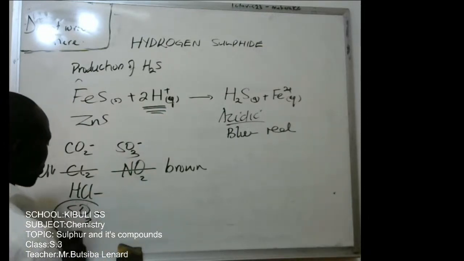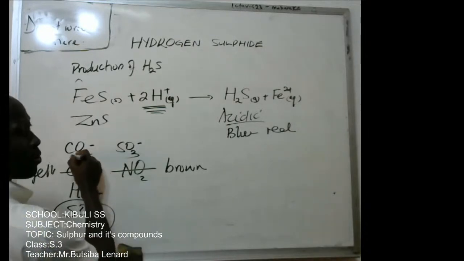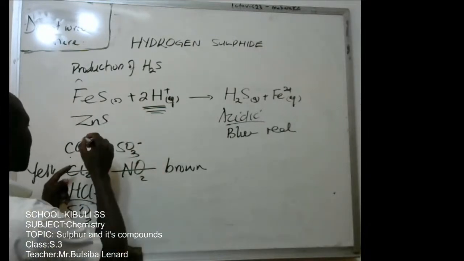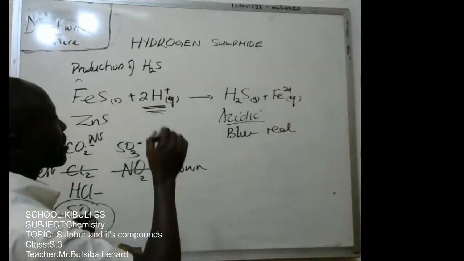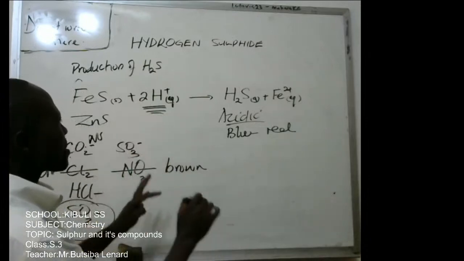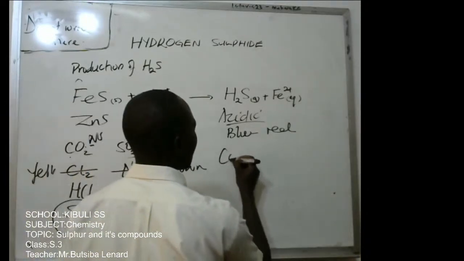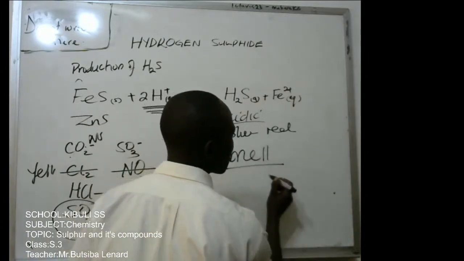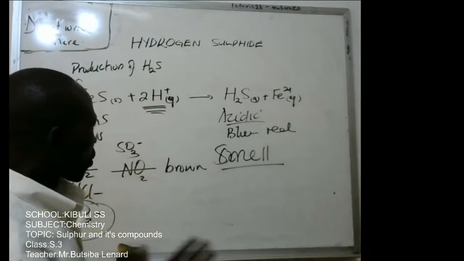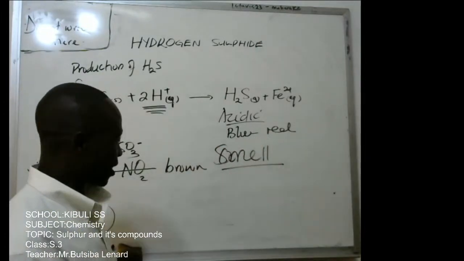For this one, what do we use? Acidified potassium dichromate. We are going to see it. For this one, what do we use? Lime water. And this gas does not smell. So this one has no smell. This gas, the cheapest common test is physical, by use of its characteristic smell. So we don't have a chemical test. Before even bringing litmus, you have already detected the smell.